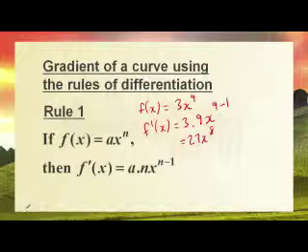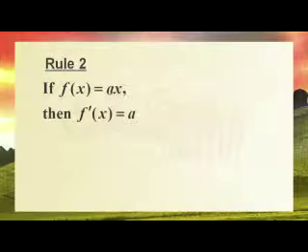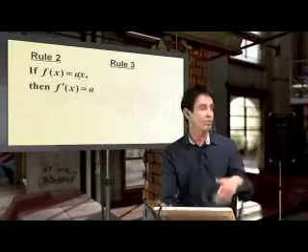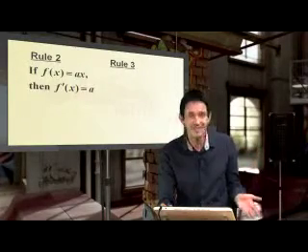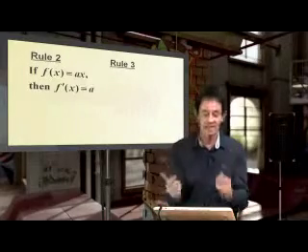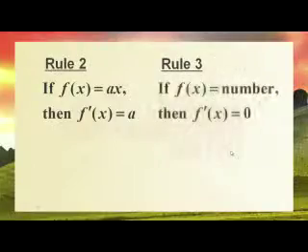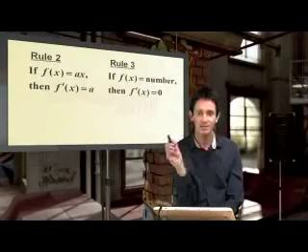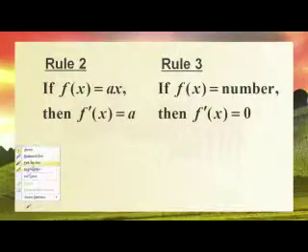Now, the next rule also works like this. Watch this carefully. The second rule says, if you've got ax but no n, like y equals mx plus c, that is actually very simply the gradient of a line, which is the number next to x. What is the gradient of y equals 2x? It is 2. It's the gradient of a line. So if it's ax, your answer is just a. And then rule 3 is easy. If f(x) is a number, the gradient is 0. Think of a horizontal line. What's the gradient of a horizontal line? 0.